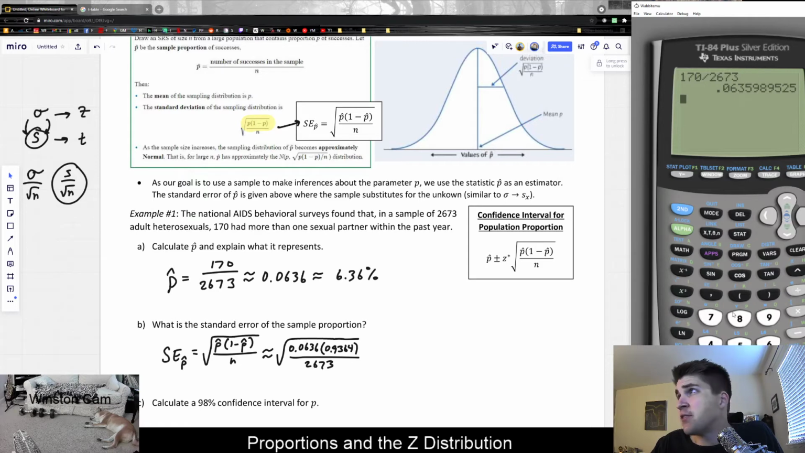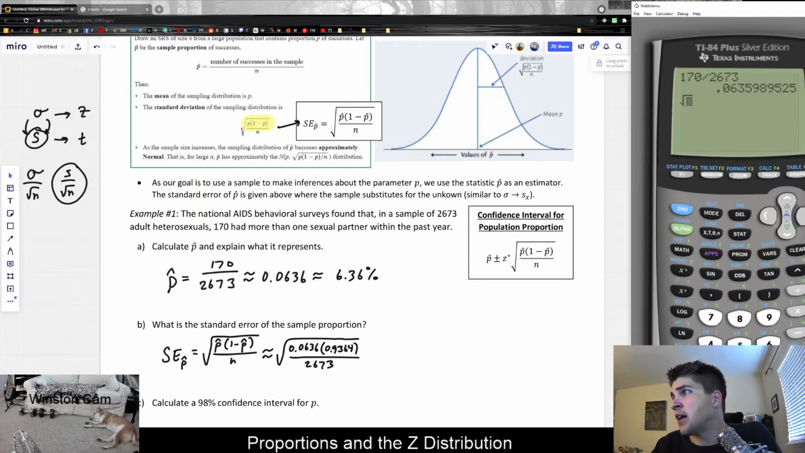And this will give us our standard error, which is basically the standard deviation for this proportional distribution. It will tell us how spread apart our data is. Smaller means it's packed together tighter. Everything about the standard deviation conceptually remains the same.